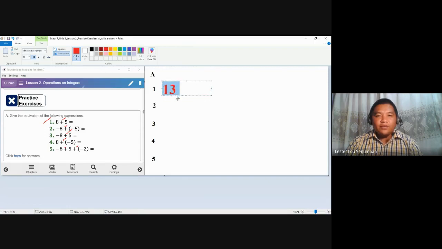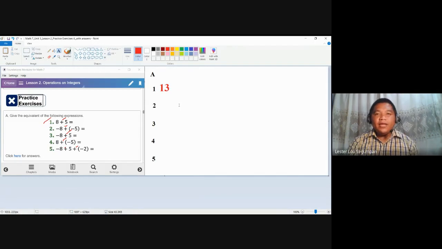Now, as for number 2 until number 5, that is where some of the students will take time to answer. But the good thing here in mathematics is there should be no rushing in answering. Right? You take step by step processes. So let's take number 2. We have here negative 8 plus negative 5. To add integers, we have rules to follow, the rule of signs.